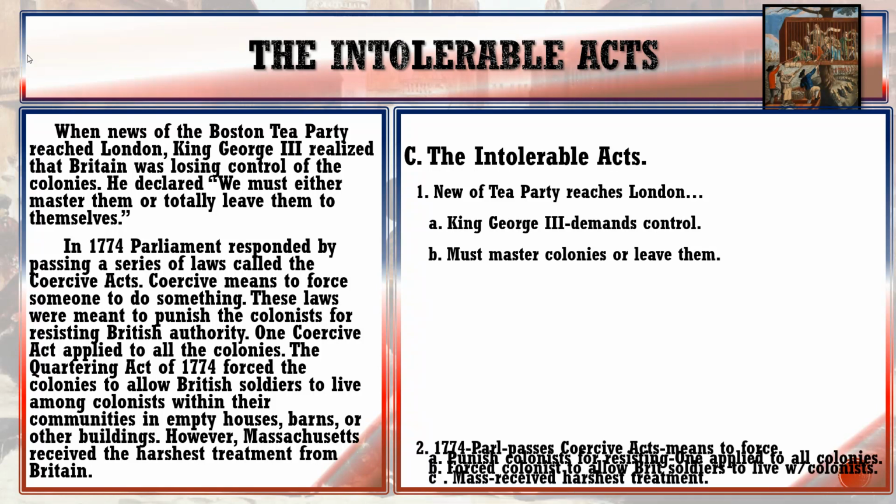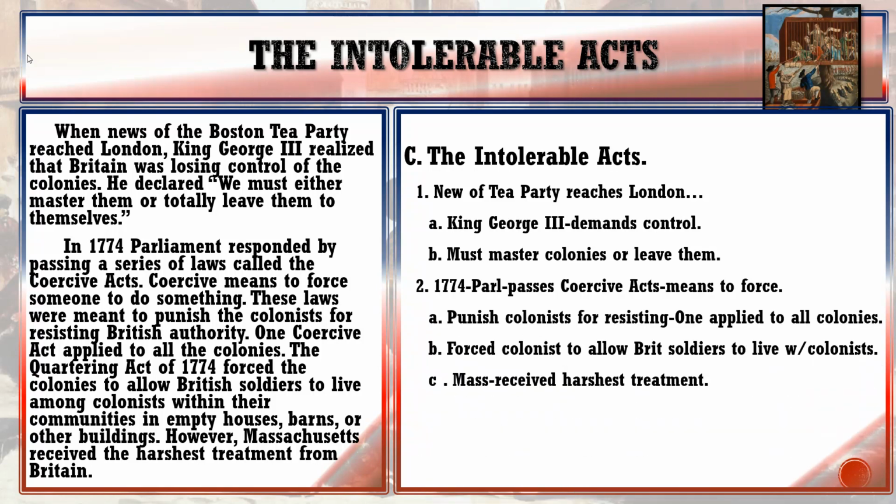So what's important in this one? 1774, Parliament passes Coercive Acts, means to force. That's what coercion means, to force people to do things. Punish colonists for resisting, one applied to all colonies. Force colonists to allow soldiers to live with colonists. Massachusetts received harshest treatment, and we really haven't gotten into that.